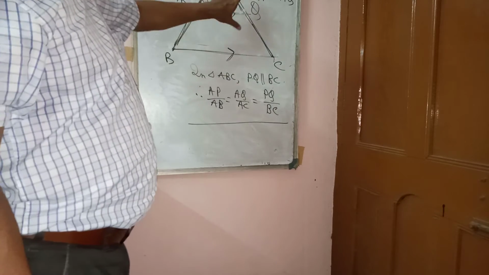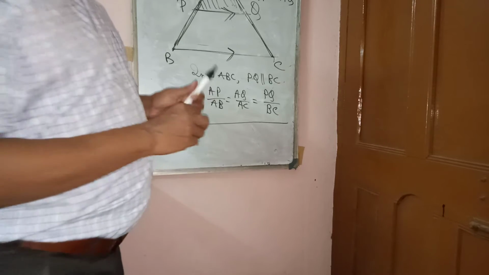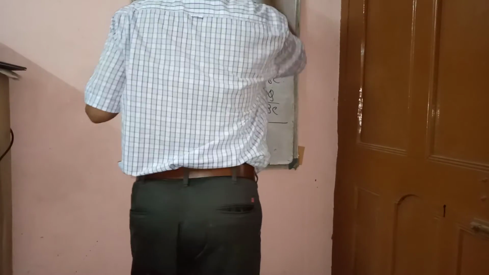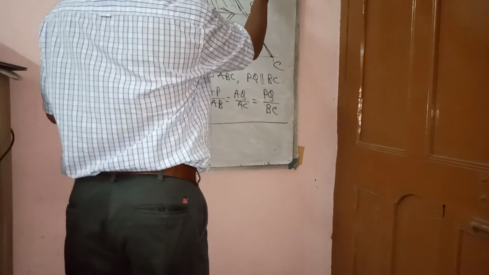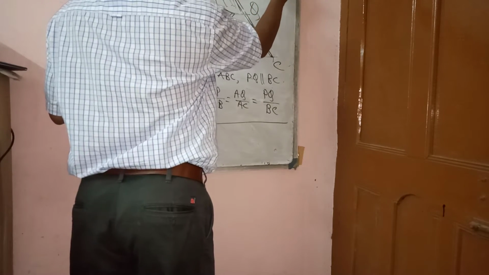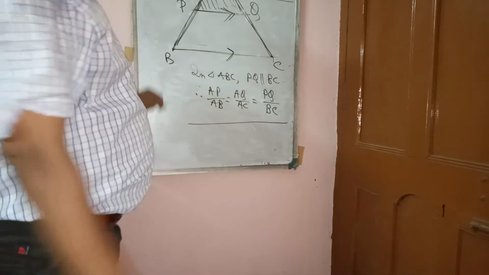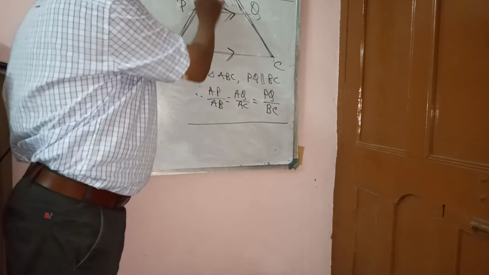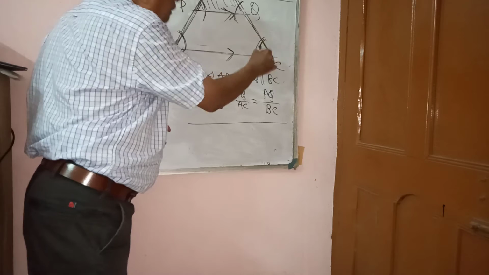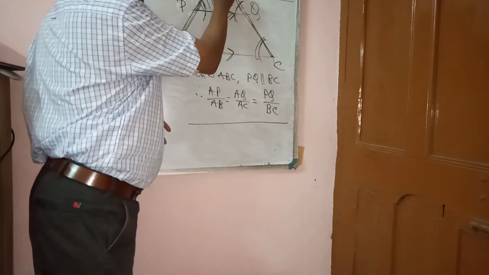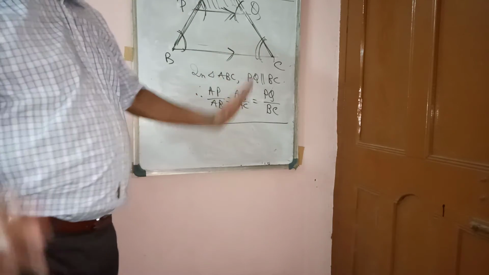You consider triangle ABC, the whole triangle, and APQ. I am considering two triangles, APQ and triangle ABC. So this parallel is given now, so this angle equals this angle, corresponding angle. This angle equals this angle, corresponding angle. This is the common angle. So two triangles are similar, so then sides are proportional.